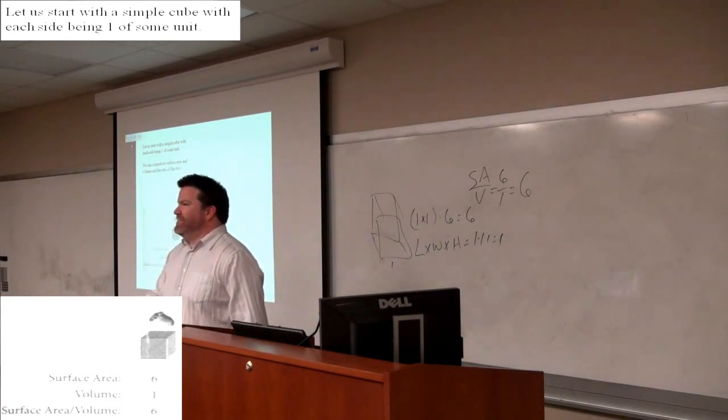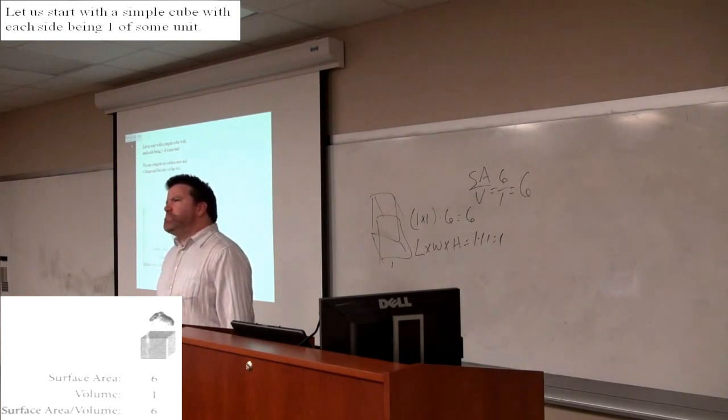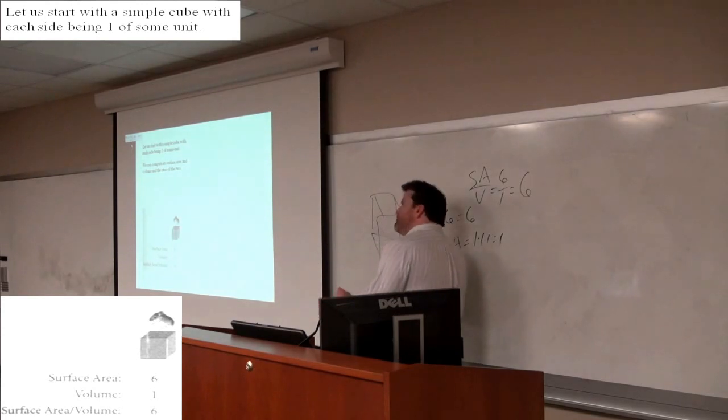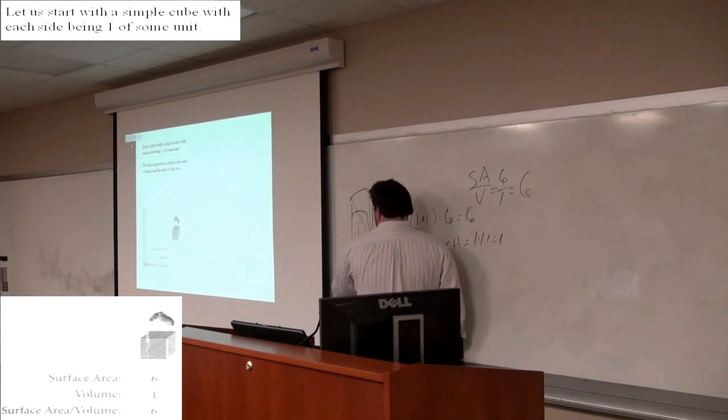What I'm about to do is, what if I change this and I don't have 1 cube, but I put a cube next to it, which also has sides of 1.